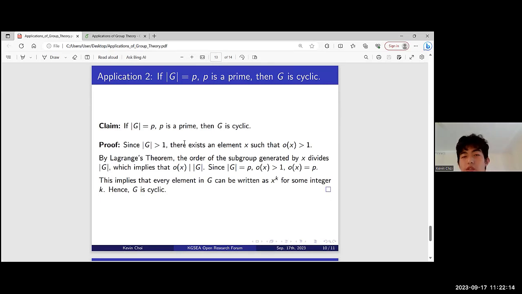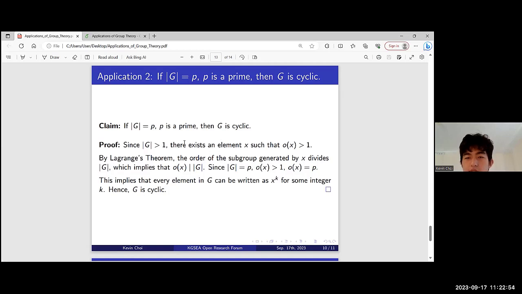If you want to prove this on your own, you can stop the video and try it on your own before you see the solution. Since a prime number is always greater than 1, we also have that the magnitude of G is greater than 1. That means there exists an element x such that the order of x is greater than 1. And by the Lagrange theorem again, the order of the subgroup generated by x divides the magnitude of G, which implies that the order of x divides p, since the magnitude of G is equal to p.